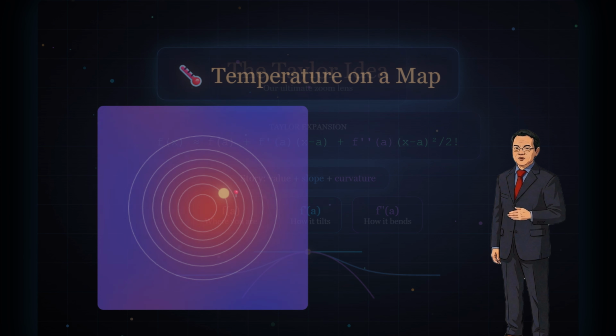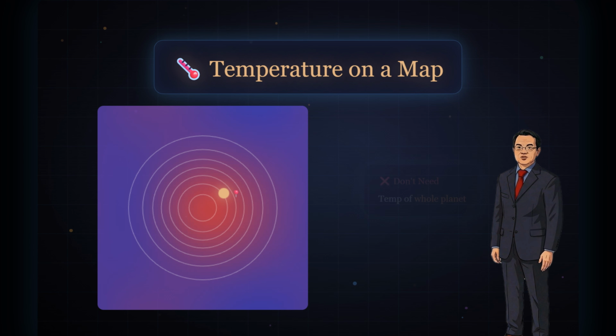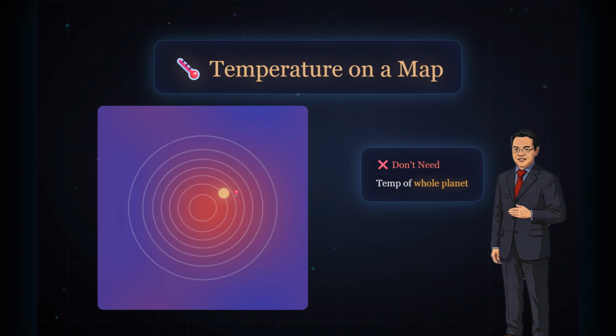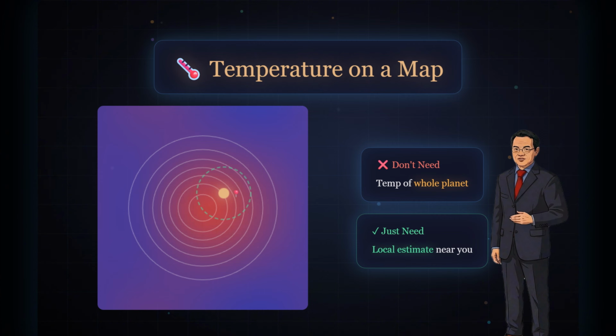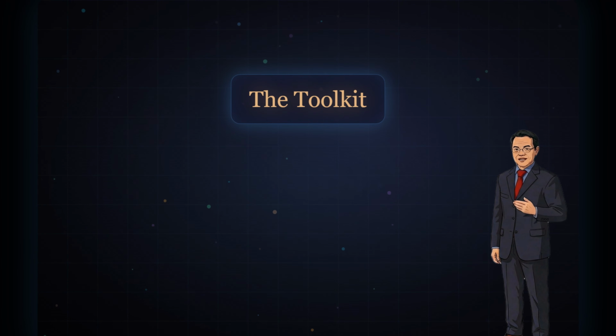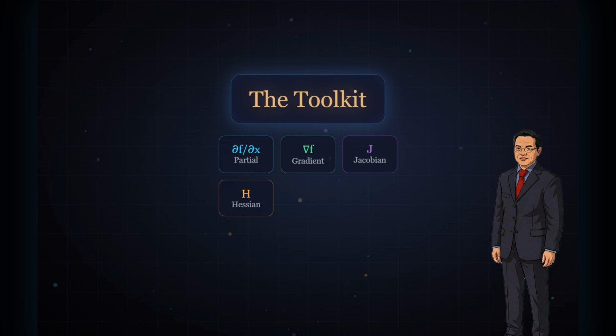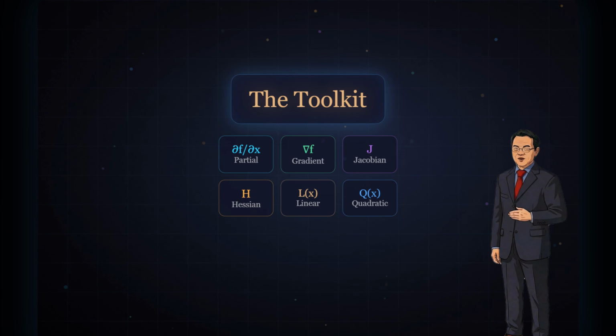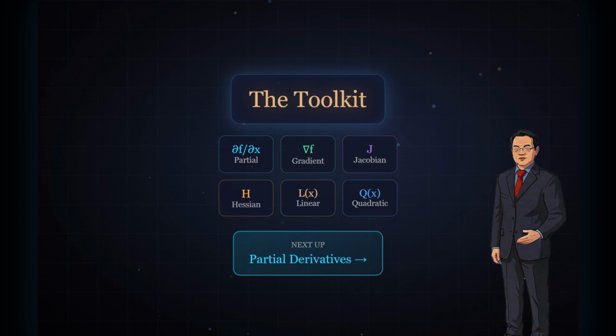Imagine a function is temperature on a map. You don't need the temperature of the whole planet to decide what jacket to wear. You need a reliable local estimate near where you are. So in this module, we build the toolkit that makes local models work: partial derivatives, the gradient, the Jacobian, the Hessian, and then linear and quadratic Taylor approximations. All right, first building block, partial derivatives.